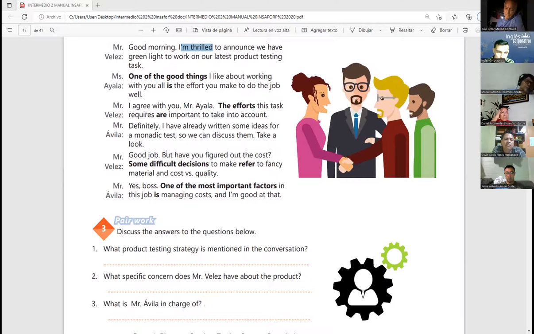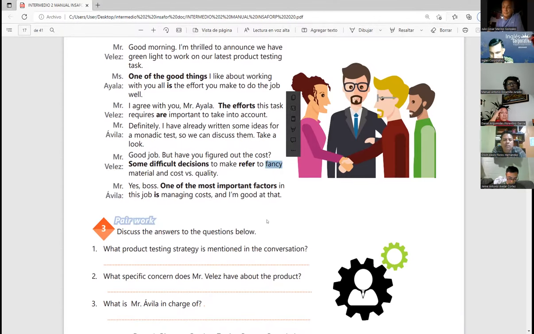Good job. But have you figured out the cost, some difficult decision to make refer to fancy material and cost versus quality? Yes, boss. One of the most important factors in this job is managing cost, and I'm good at it.